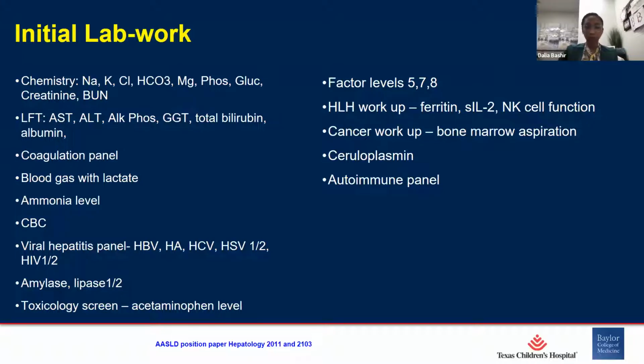Blood counts and viral panels, as some of the etiologies are viral hepatitis. We do toxicology screens, specifically looking at acetaminophen. And of course, we go through clotting factor levels 5, 7, and 8 to help us distinguish between liver failure and patients who come in with DIC. They also undergo an HLH, or hemophagocytic lymphohistiocytosis, workup with ferritin, soluble IL-2 levels and NK cell function, just to ensure that we're not missing a genetic condition that could predispose them to HLH. And cancer workup, they undergo autoimmune panel and ceruloplasmin level to rule out Wilson's disease.